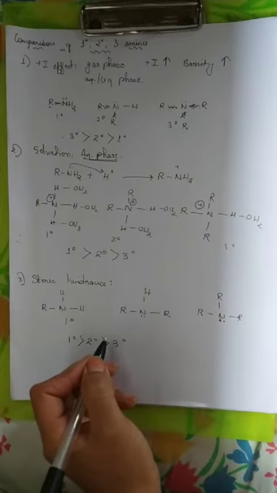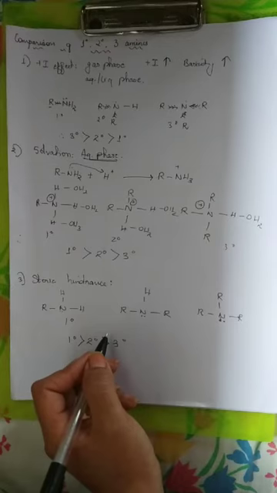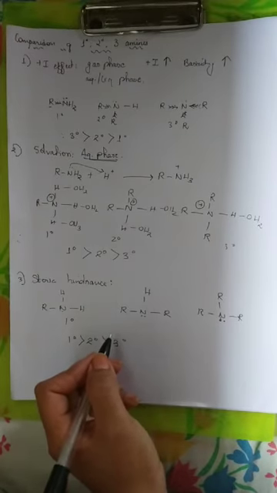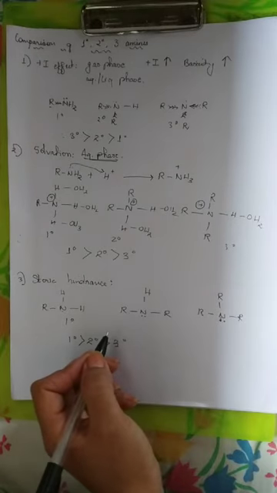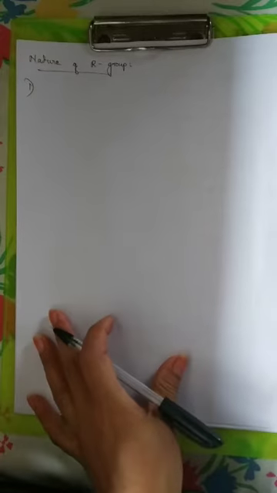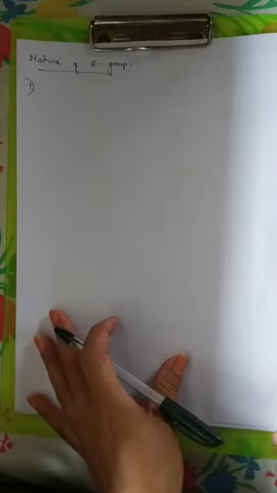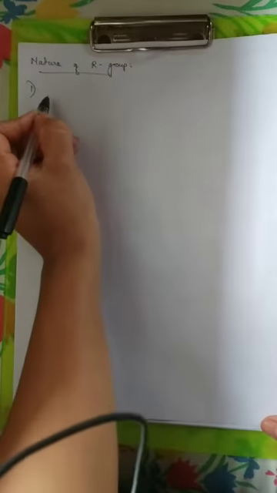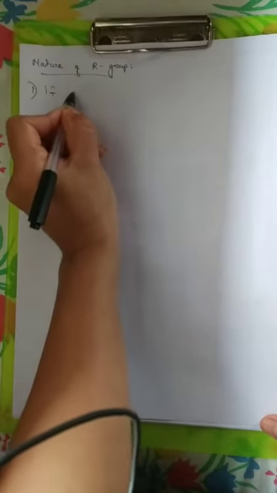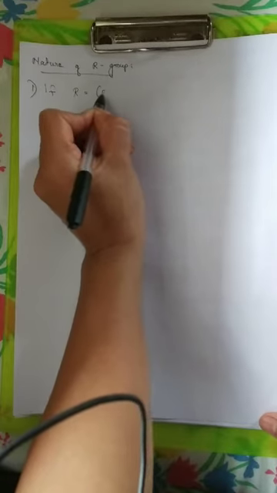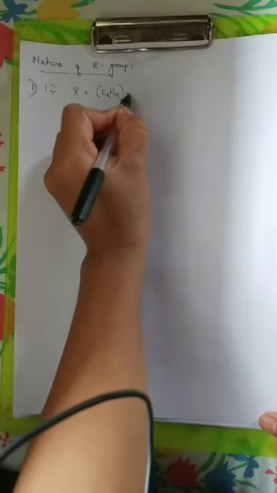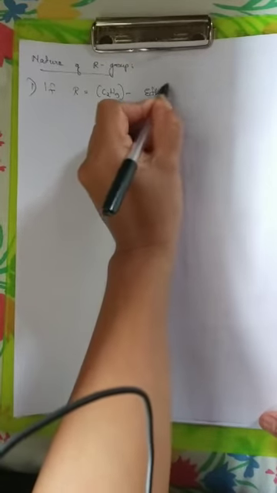Now, however, considering all these three theories, the basicity depends on the nature of the R group. Therefore, let us discuss the nature of the R group in the order of the basicity. There are two conditions for the nature of the R group to determine the order of basicity in amines. The first condition is if R is an ethyl group.